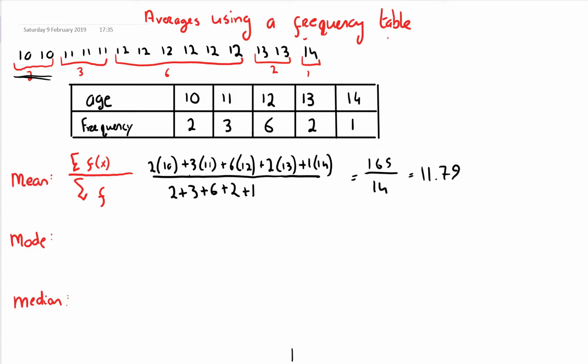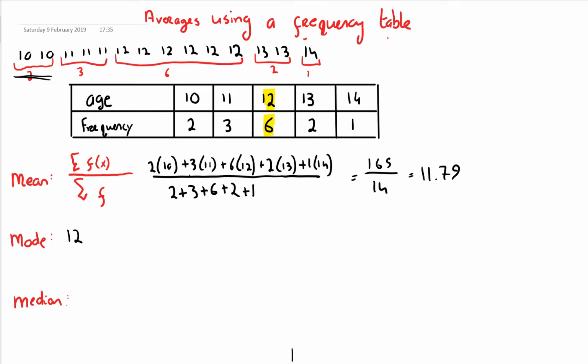We would get the same answer if we added 10 and 10 and 11, 11, 11, 12 plus 12 plus 12 plus 12 plus 12 plus 12 plus 13 plus 13 plus 14 and divided by 14. We get the same answer. Right, the mode. Again, you could list them out and see which is the most common number, but there's no need to list them out. If we just look at the frequencies and look at the highest frequency, the most frequent number is 6. There's 6 12s. So the most frequent number is the number on top, 12. So the mode is 12.